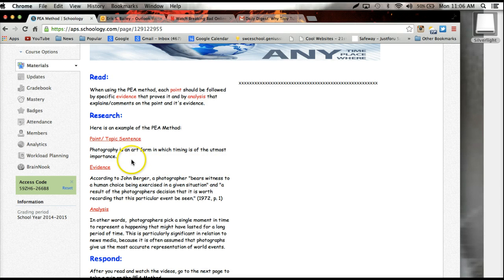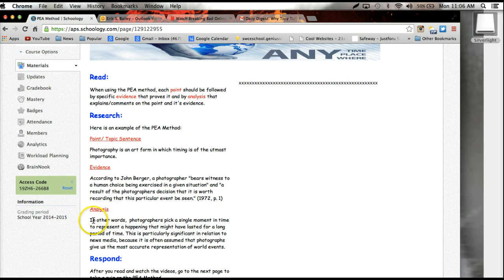The evidence that this author used was, according to John Berger, a photographer bears witness to a human choice being exercised in a given situation, and as a result of the photographer's decision, it is worth recording that this particular event be seen. Then they cite where they got the quote from. So this is the evidence that this author uses to support this statement. That's the P and the E of the PEA method.